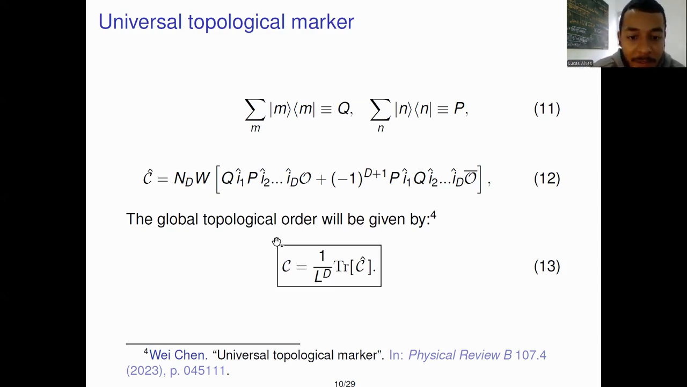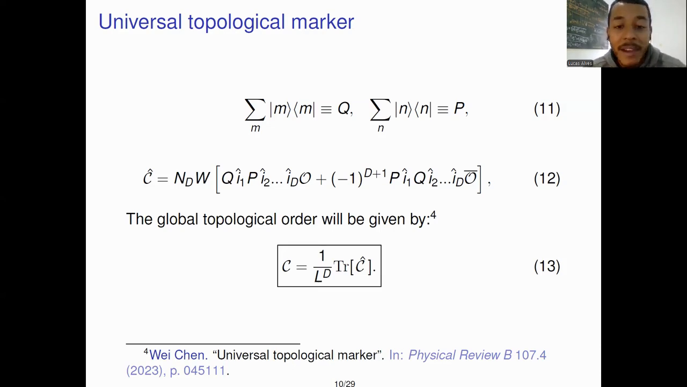W is given by the Dirac matrices that are omitted in the Hamiltonian. The operators P and Q are calculated from the projectors of empty and filled states that we obtain when we diagonalize the real space Hamiltonian. And our topological order will be given by the trace of this operator. And our marker is given by the diagonal elements of this operator.